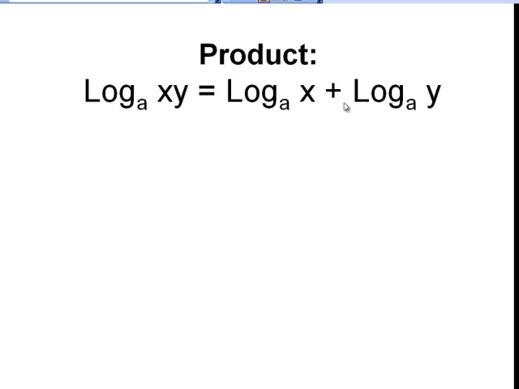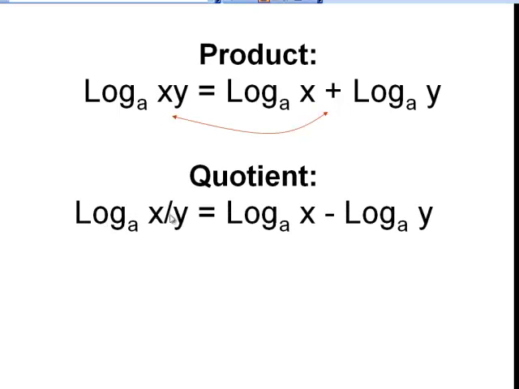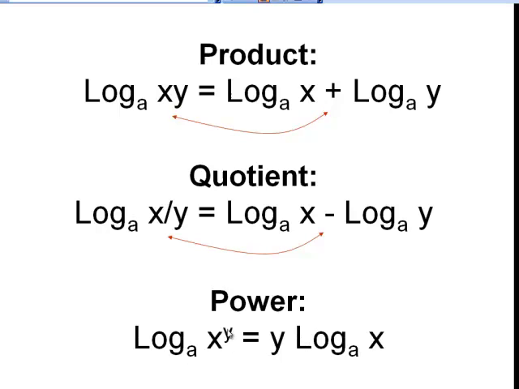Okay, the product rule: if you're multiplying, it turns into 2 logs. 1 log turns into 2. If you're dividing, it turns into 2 logs with subtraction. Multiplication is addition. And then powers. If you have a power, the power gets to jump in front of the log. So x to the y turns out to be y log x, and the y just jumps in front.